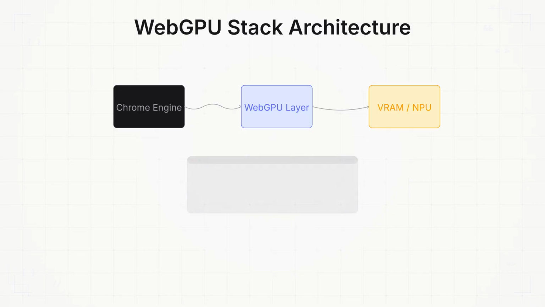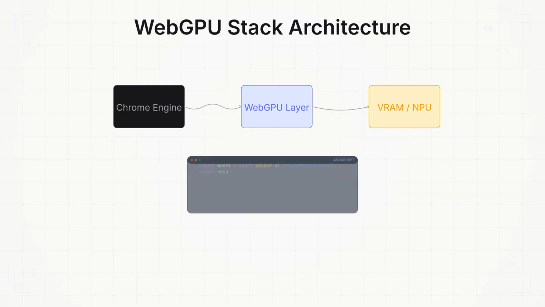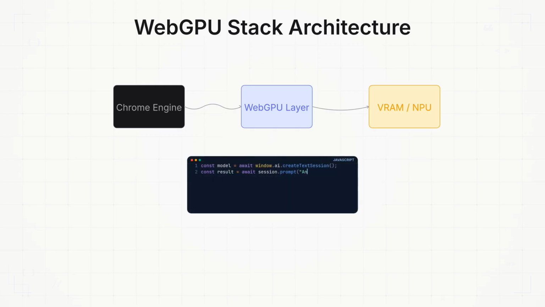To understand where that 4 gigabytes goes, we have to look at the architecture of WebGPU. Unlike traditional web features, Gemini Nano runs natively on your graphics card, or NPU, through a layer called WebGPU. This allows the browser to execute complex tensor operations without sending data to Google servers. But LLMs are weight-heavy. Even a compressed model like Gemini Nano requires its entire weight set to be loaded into memory to function with any reasonable latency.